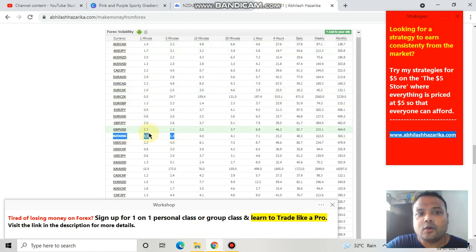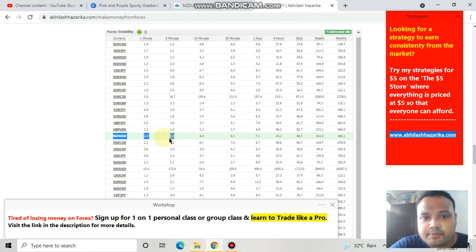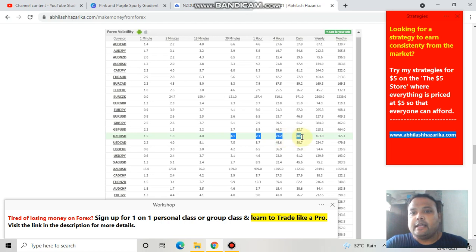You can see in 1 minute it is moving by 1.5 pips. In 30 minutes it is moving by 4.1 pips. In 1 hour it is moving by 7.1 pips, and in 4 hours it is moving by 23.2 pips. Daily it is moving by 48 pips. Not much, but still it is moving. So check the volatility. If you see that volatility reduces to half on Monday, then it's of no use trading. Better you look for other opportunities on other currency pairs.